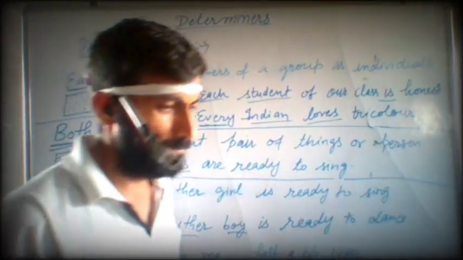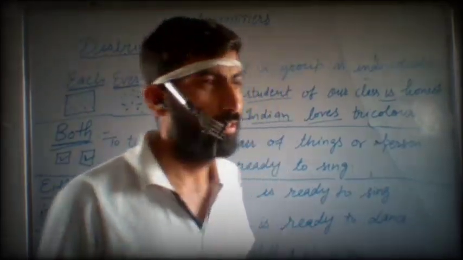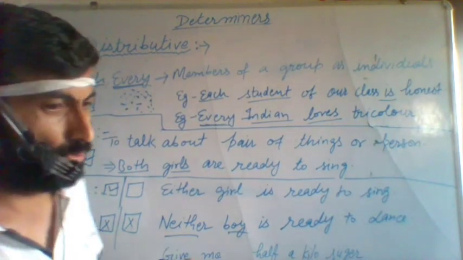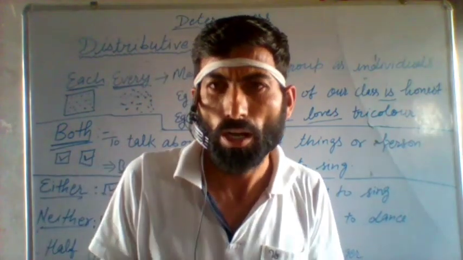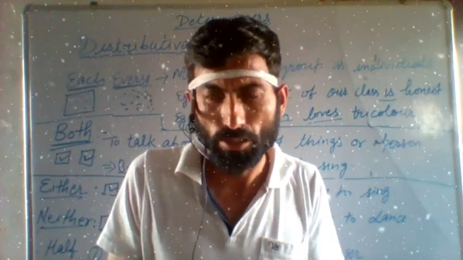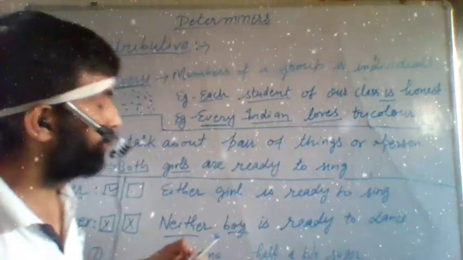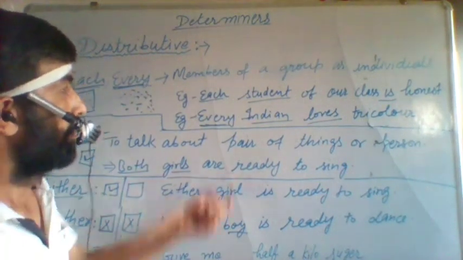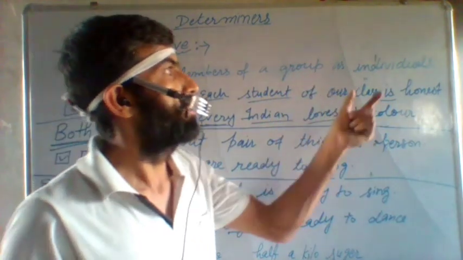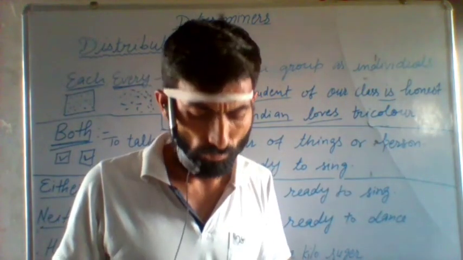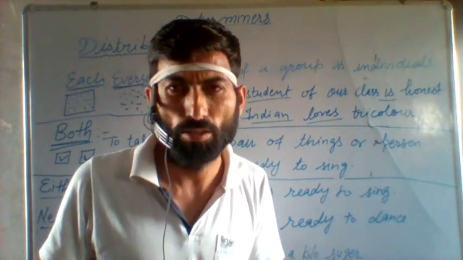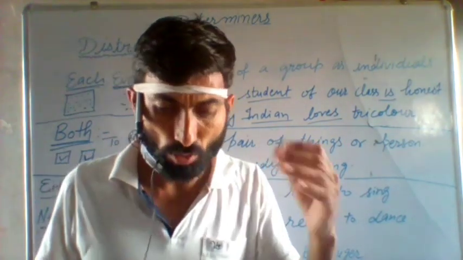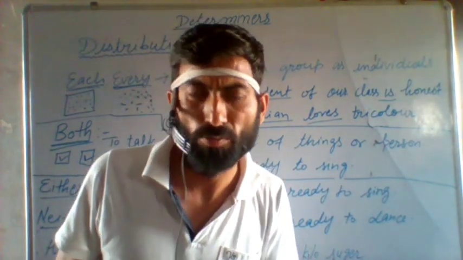Yes, this is very important. And students, distributive determiners refer to a group, and how the group is divided individually. First and foremost, we will take each and every determiner. They mean members of a group individually. We will talk about the members, or the things of a group, individually.